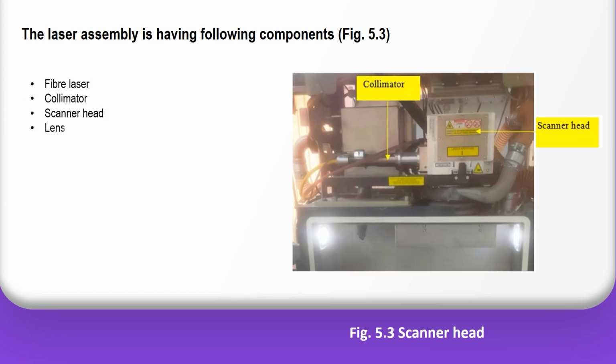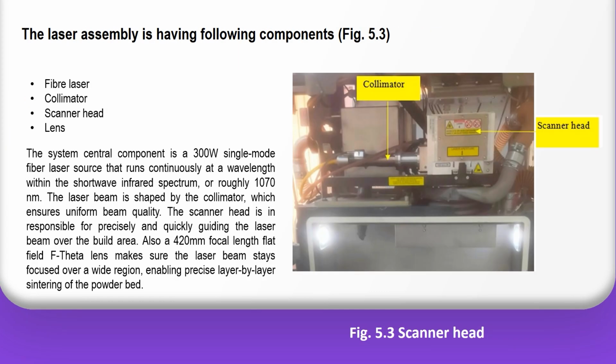So the laser assembly in this machine consists of a collimator arrangement, a scanner head, some lenses, and the laser that is being used. So for this particular machine that we have in our place, this has a 300-watt single mode fiber laser source, working in the range of 420 focal length, with a flat field f-theta lens, that is good enough for us to get a precise layer by layer sintering of the material.